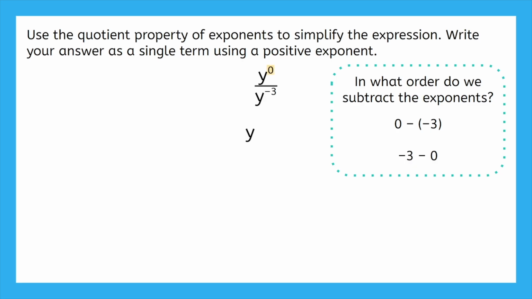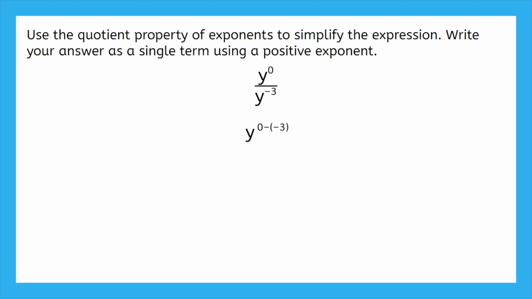It's the exponent on the top, 0, minus the exponent on the bottom, negative 3. What's 0 minus negative 3? Subtraction is the same as adding the opposite, so we can rewrite it as 0 plus positive 3. And that's just 3. So our answer is y to the power of 3.